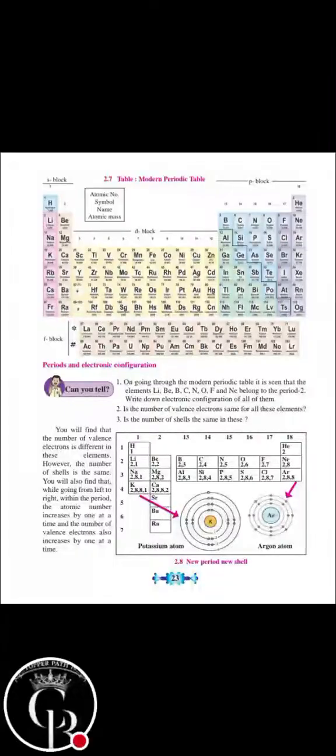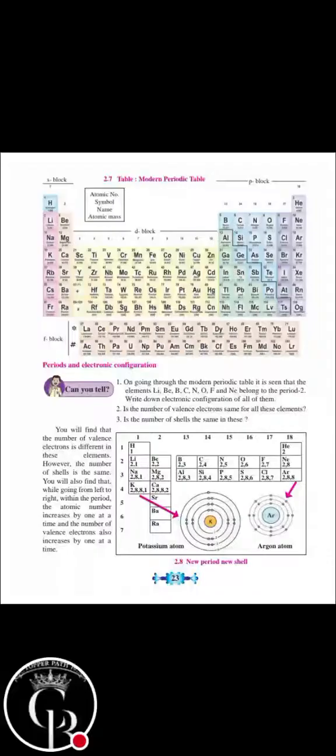The atomic number increases by 1 at a time, and the number of valency electrons also increases by 1 at a time. In the periods, there is gradation in the properties of elements. Third, the elements with the same number of shells occupied by electrons belong to the same period.